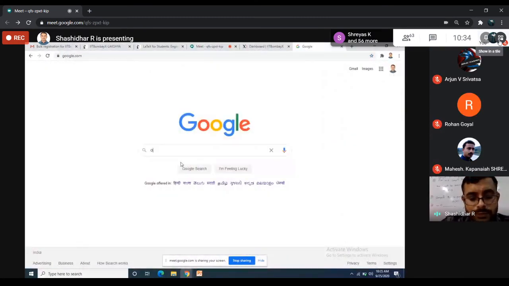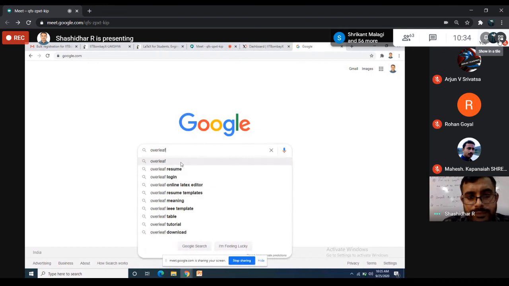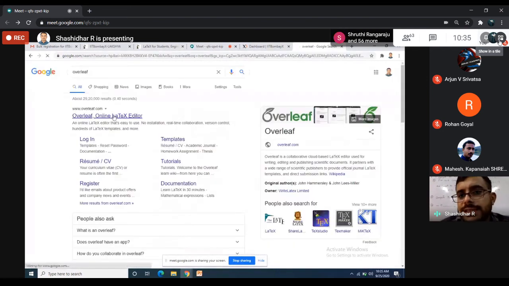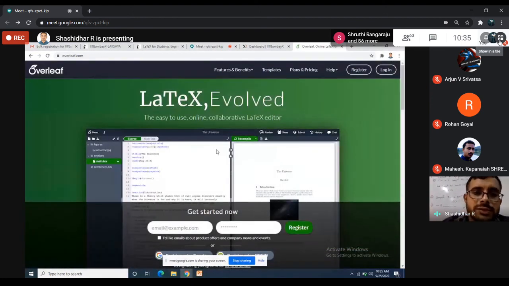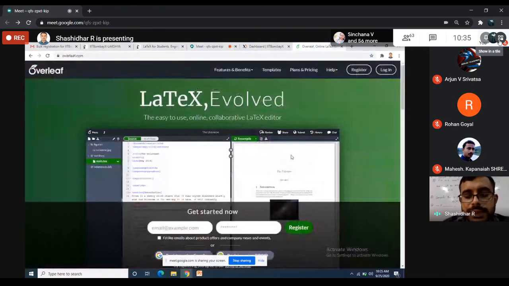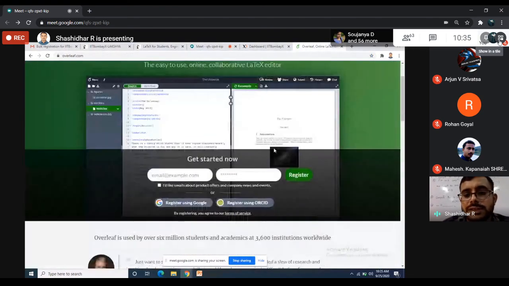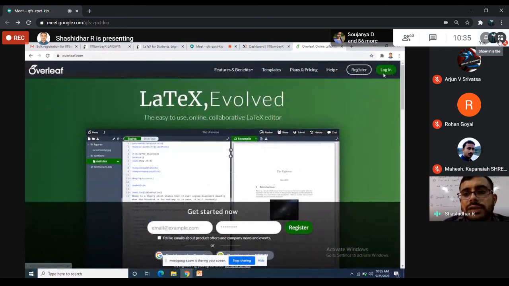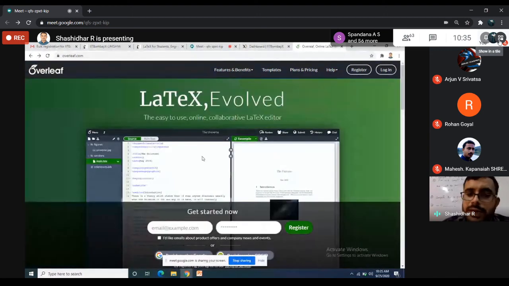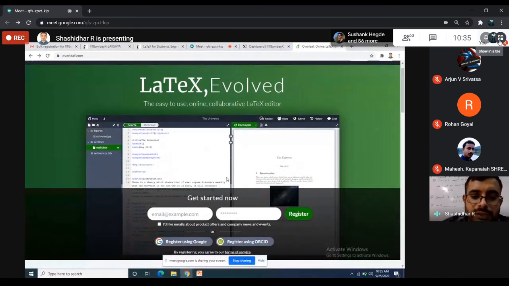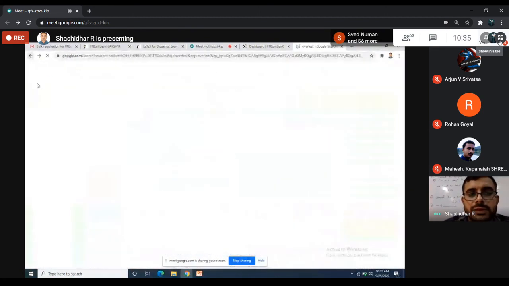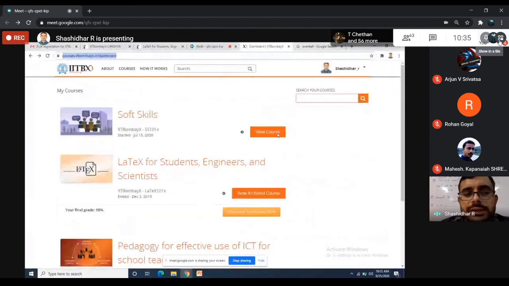Otherwise you go with Overleaf. So this is Overleaf, the online LaTeX editor. But according to me, you should go with IIT Bombay Lakshya, learn, and then install the software and learn it. That is better. This is the online one. You can register and log in, and after login, the LaTeX format will come, and existing codes are already there. Okay, go with Overleaf also. Overleaf is an online editor.